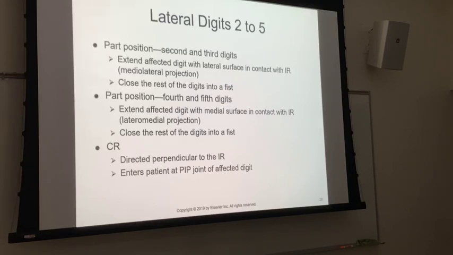But in that case as well, you want to keep the anatomy parallel to the image receptor if at all possible, right? Keep the anatomy parallel to the image receptor. That puts the joint space perpendicular to the image receptor and the central ray parallel to the joint space. Okay, you're good with all four of those? Because the thumb is totally different.